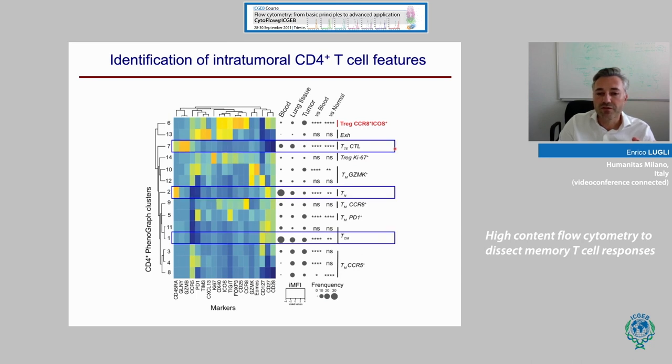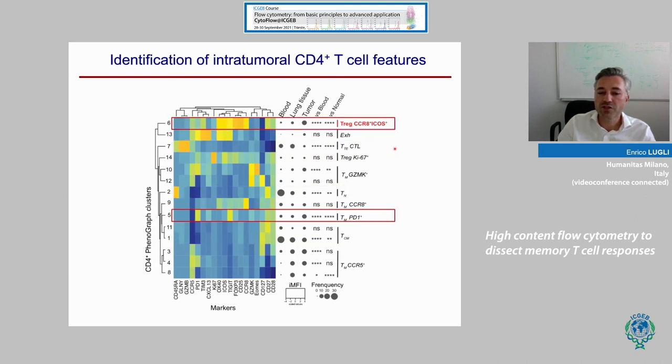So here you have different dynamics, CTLs or central memory cells disappearing in the tumors, other populations increasing, obviously PD-1 positive memory cells. But at the same time, this Treg population, CCR8 positive, ICOS positive, which is just to use surrogate markers to identify IRF4 expression.